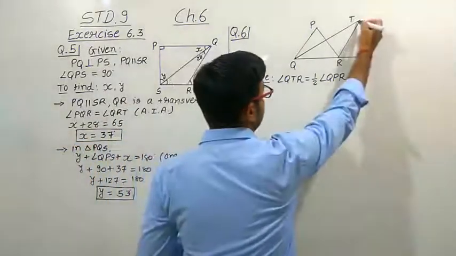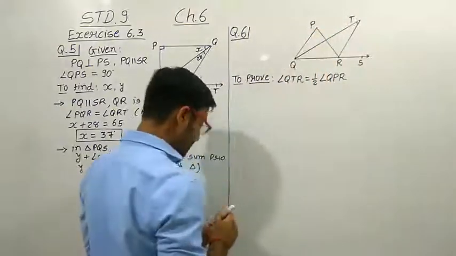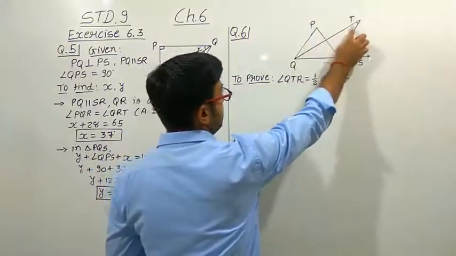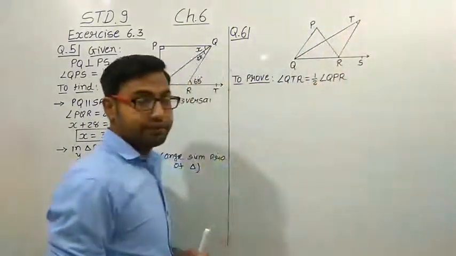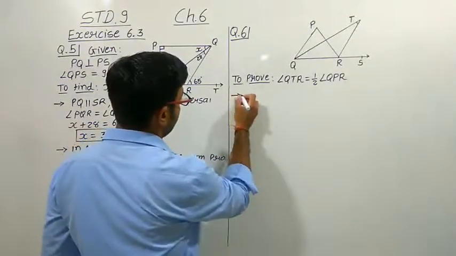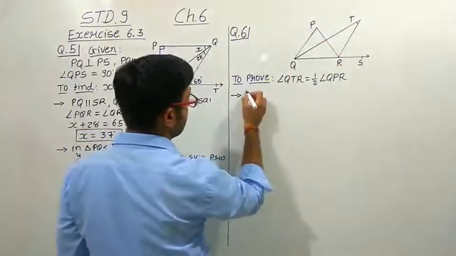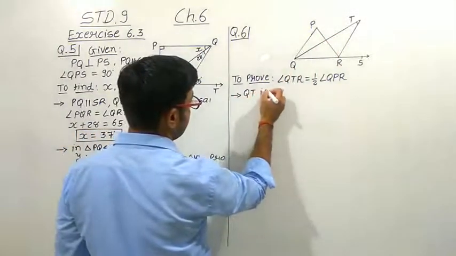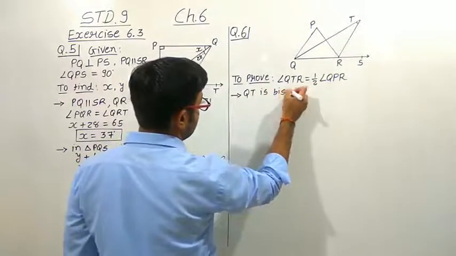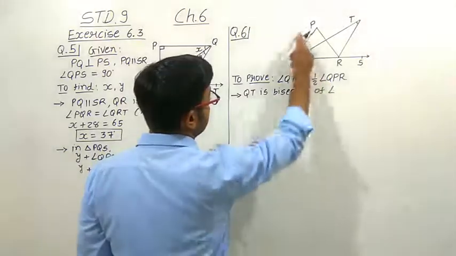So this angle QTR will become half of this angle, right? If this angle is 60 degrees, then this angle will be 30 degrees. That we have to prove here. So first of all, we know that QT is the bisector of angle PQR.